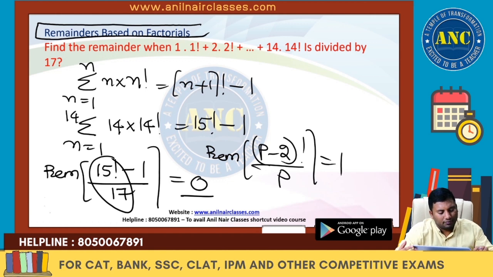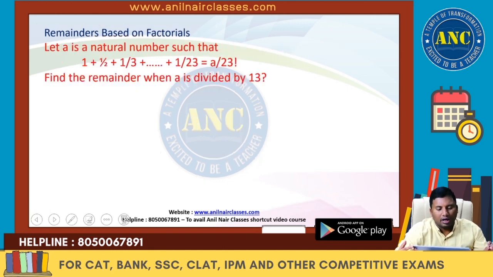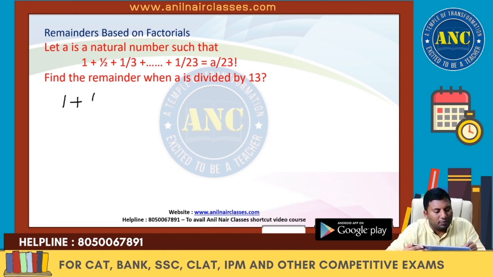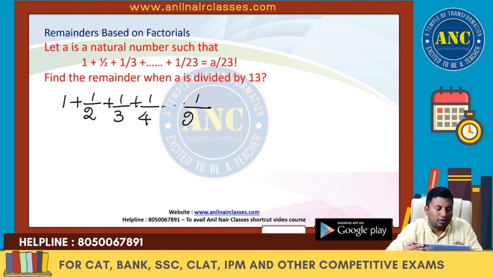Reminders based on factorials. I hope it is clear. One more question. There is a number 1 plus 1 by 2 plus 1 by 3 plus 1 by 4 and so on up to 1 by 23. It is a by 23 factorial.